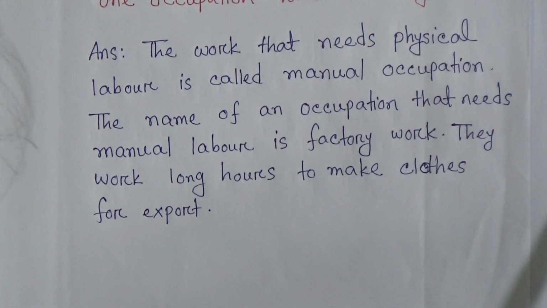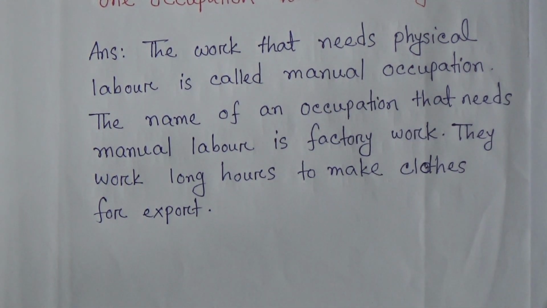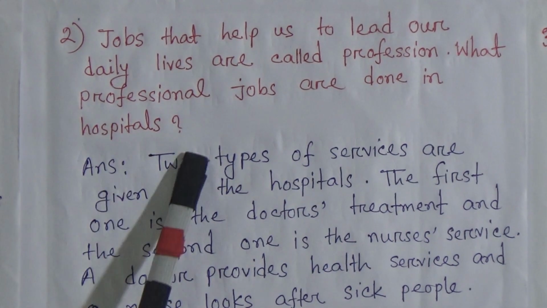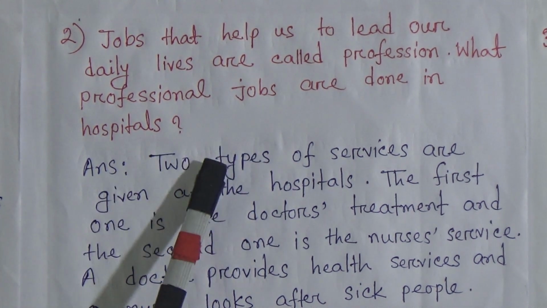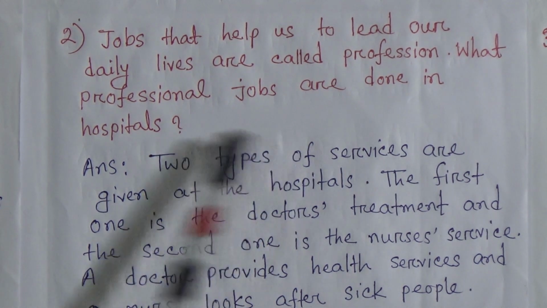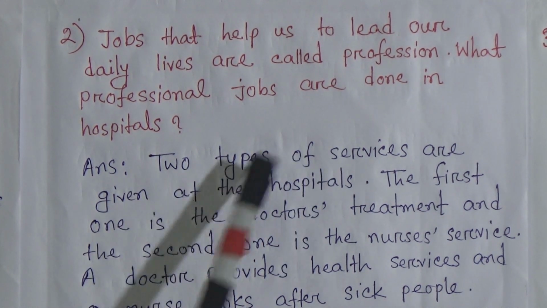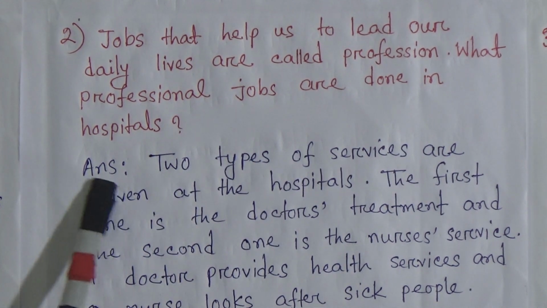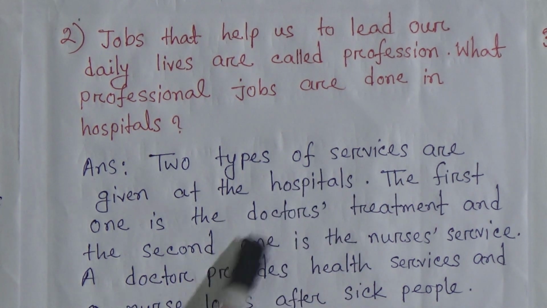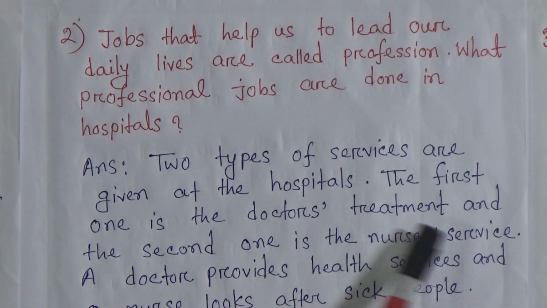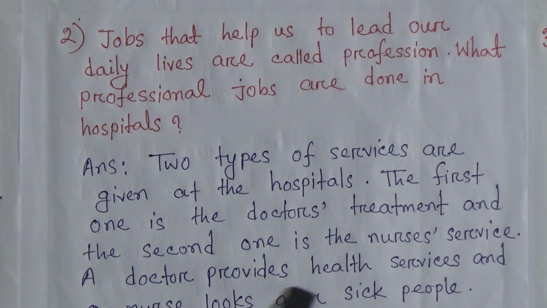Number 2, jobs that help us to lead our daily lives are called profession. What professional jobs are done in hospitals? Student, you know that an occupation is the job by which a person earns his livelihood. Answer of this question is, 2 types of services are given at the hospitals. The first one is the doctor's treatment and the second one is the nurse's service. A doctor provides health services and a nurse looks after sick people.